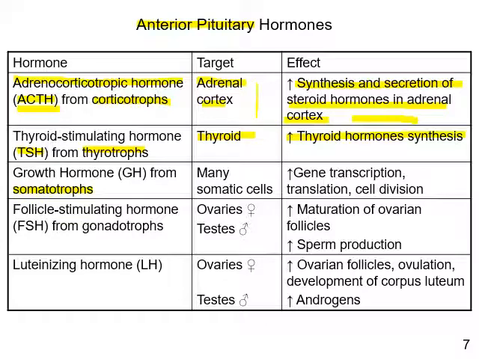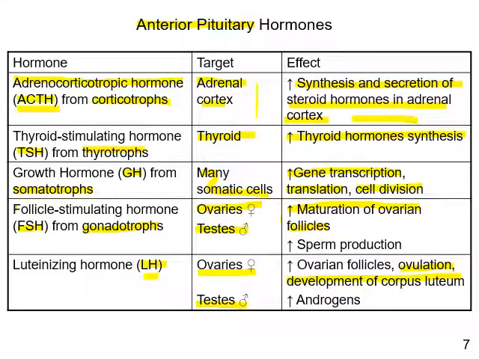The somatotrophs of the anterior pituitary release growth hormone. Growth hormone has effects on many cells, and it has many effects, including transcription, translation, and division. The gonadotrophs release FSH and LH. The hormones go everywhere, like all the other hormones, but the targets are the ovaries in females and the testes in men. In female reproductive endocrinology, FSH is going to cause the maturation of follicles, and LH is going to cause the ovulation of follicles and the development of the corpus luteum as part of the female reproductive cycle.